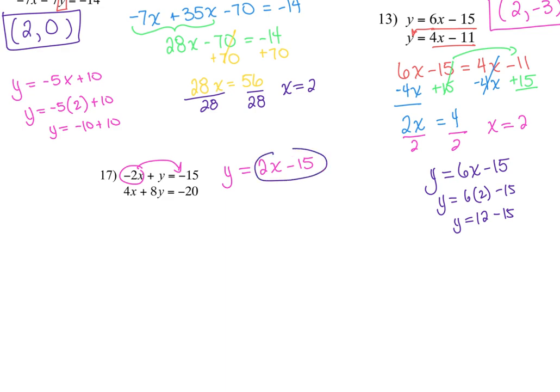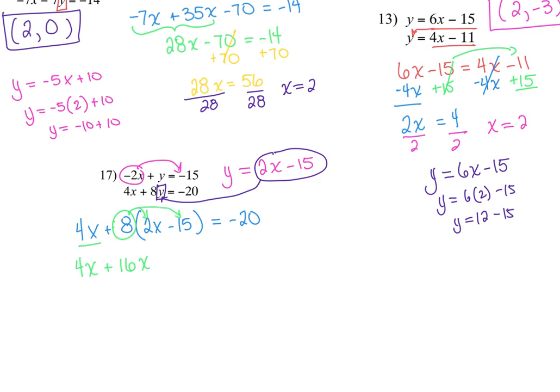I'm going to take this entire group and I'm going to substitute it into the other equation. So I'm going to rewrite the second equation, 4x plus 8, and instead of y, I'm going to write 2x minus 15, and that is equal to negative 20. And I'm going to solve. Leave this 4x alone. Distribute the 8. 8 times 2x is 16x. I have a positive 8 and a negative 15.